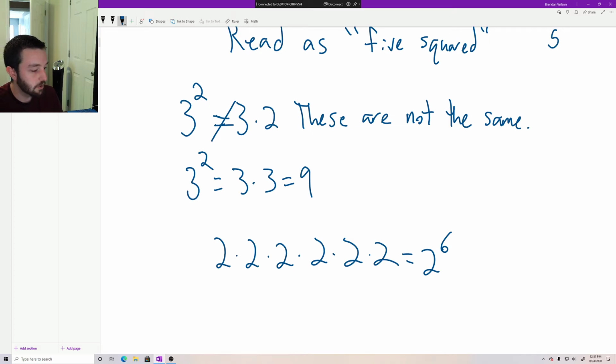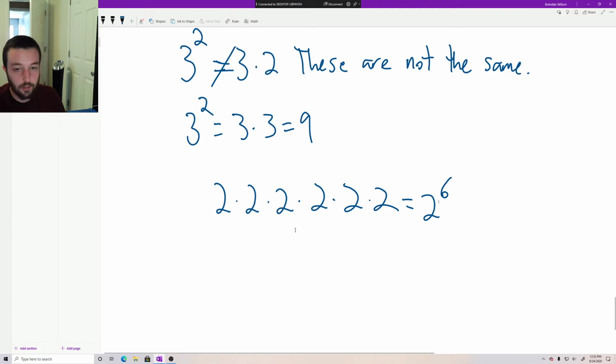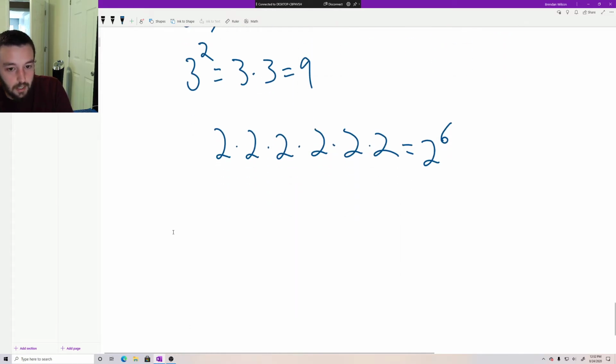And there's a lot of different rules we can learn about exponents, but those are saved for chapter 10. So we'll come back to these a lot later. The reason we're talking about them now is because we want to talk about order of operations. And we need to talk about exponents first in order to do that. Okay.